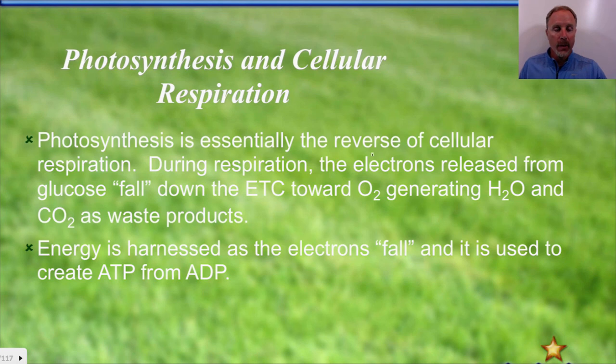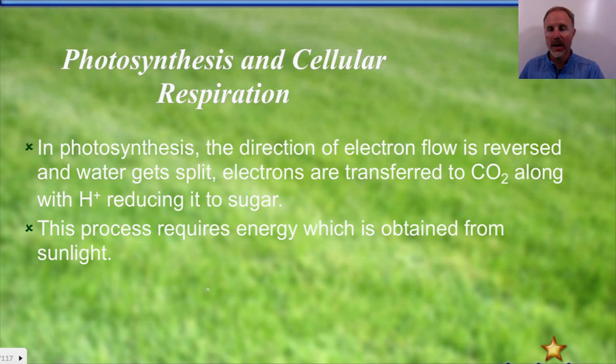Okay? All right, so now as far as photosynthesis and cell respiration, we said that these things were essentially the reverse of one another. So what happens during respiration is the electrons get released from the glucose, and these things fall down towards the oxygen and give us our water vapor that we're giving off. And when we're burning the glucose, we exhale the CO2 as well. Then this energy is harnessed as these electrons fall, and it's used to form the ATP from the ADP. Recall the matrix of the mitochondria is where this ATP is getting made, and it gets into the cytoplasm and it gets burned up.